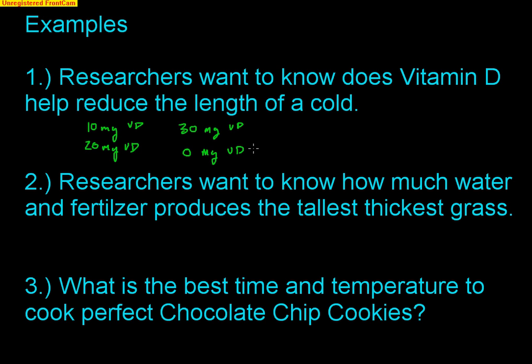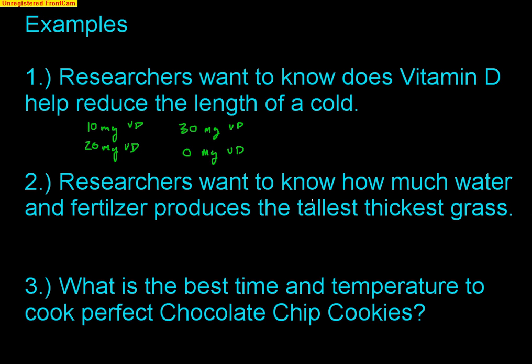So again, we have vitamin D as our explanatory variable, but that means we have several treatments. A treatment is the actual things that you give out. So we're going to give out 10 milligrams, 20 milligrams, 30 milligrams, and 0 milligrams of vitamin D. So those would be our treatments. Again, what we're giving out.